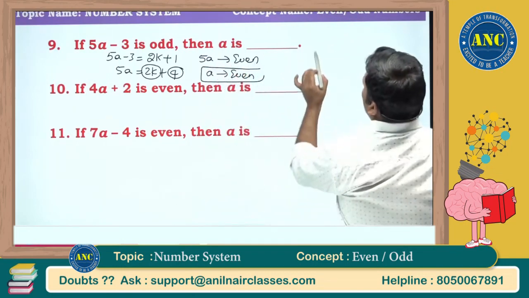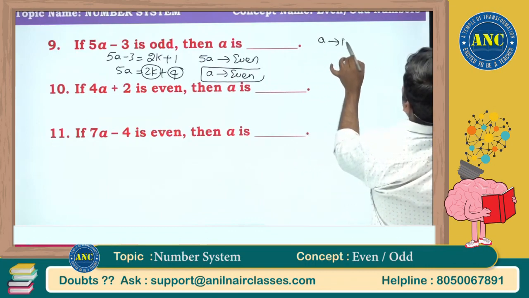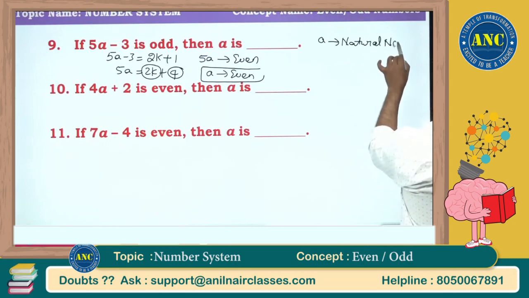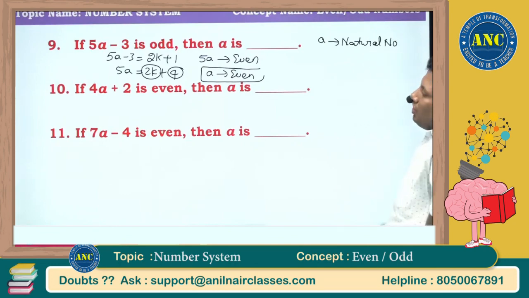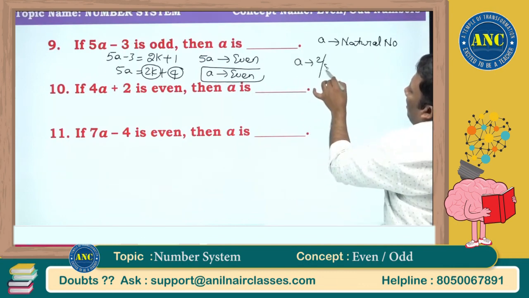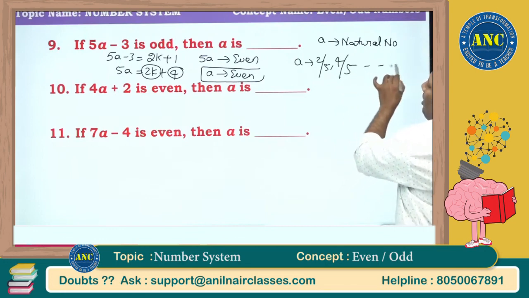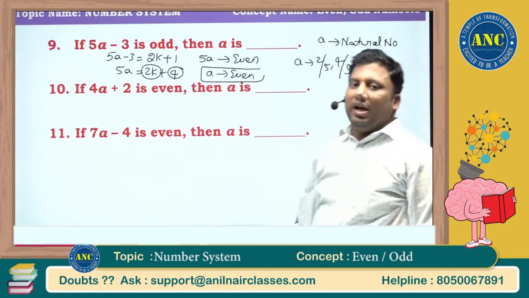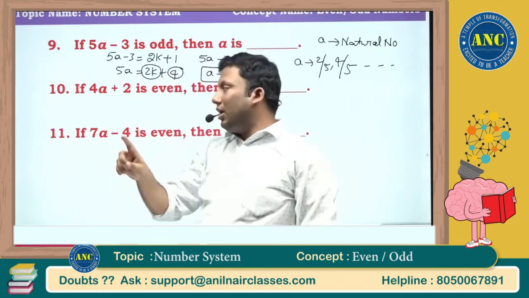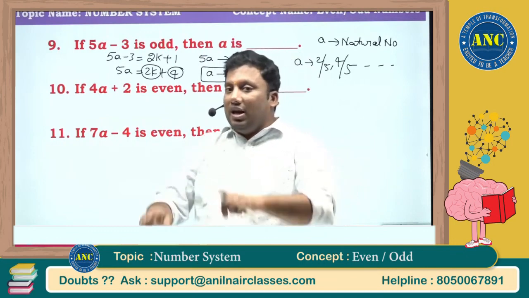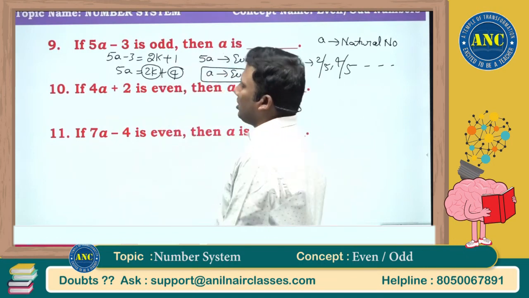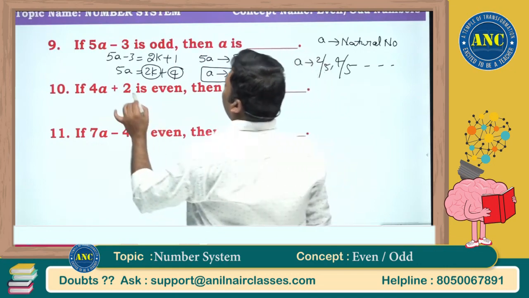Now see here. It is given that a is a natural number. Otherwise, I would have taken a as 2 by 5, 4 by 5 and so on. a can also take a fraction. If a is given as a natural number, the answer is a is even. If the domain of a is not mentioned, a can also take a fraction.